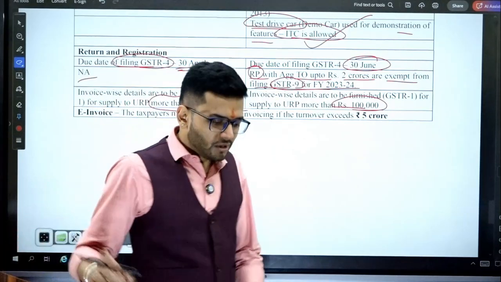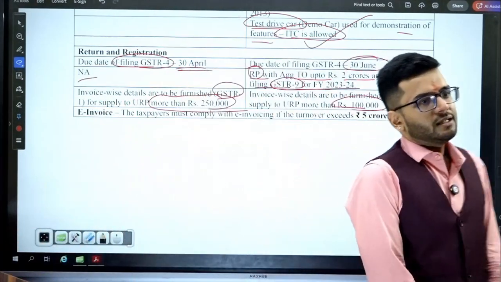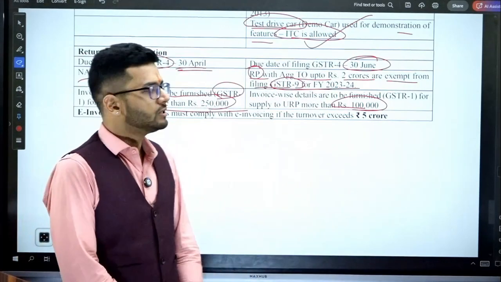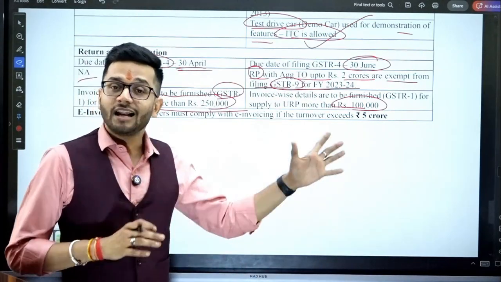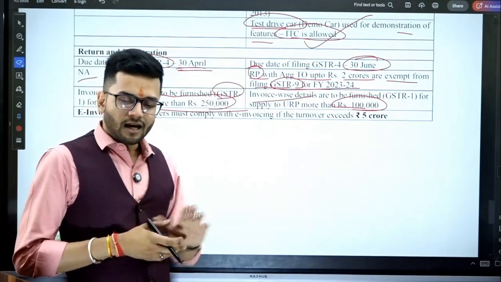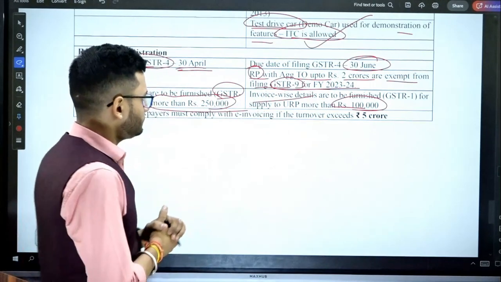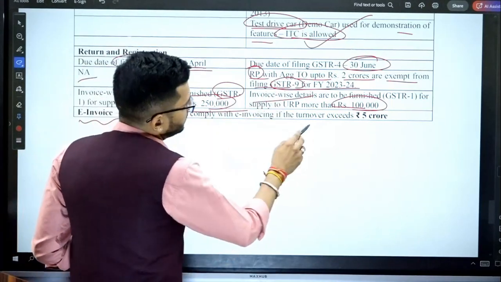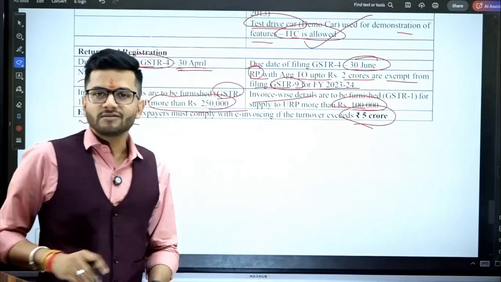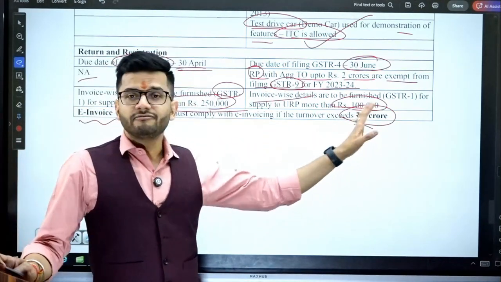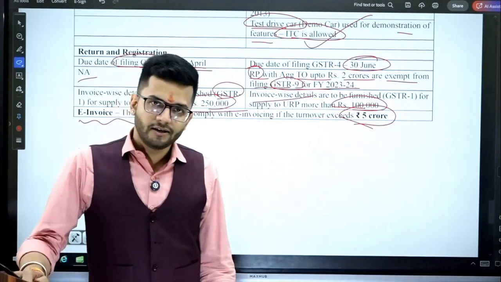So now you will be able to give a consolidated summary of all the sales made to unregistered persons only up to 1 lakh. Above 1 lakh, you have to give invoice-wise details of all the sales under GSTR 1. And finally, e-invoicing, and this is an old amendment, guys. Compliance with e-invoicing is mandatory only when your turnover exceeds 5 crore rupees. Only then is e-invoicing mandatory.